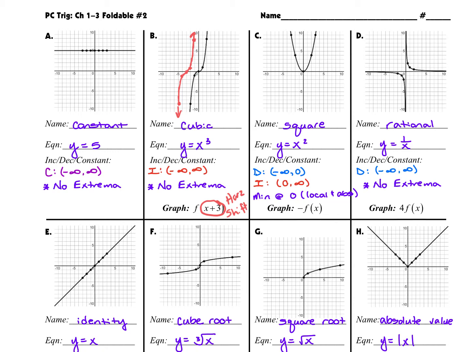Now on the next one, we are going to look at this negative in front, and this is going to create a reflection. In particular, this is going to create an x-axis reflection. So what we're going to do is take all of our y values and keep the x's the same, and we're just going to flip those to negative values.